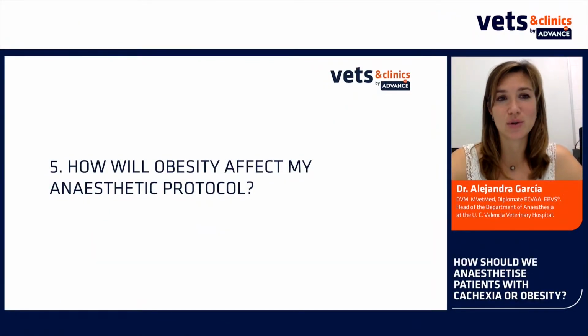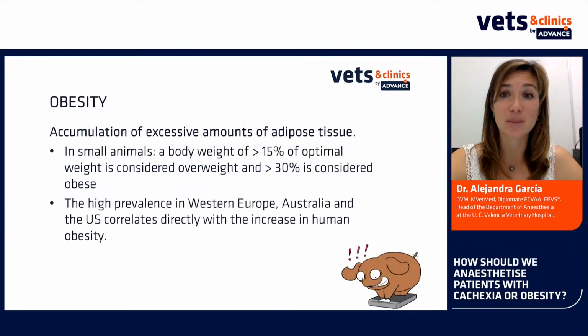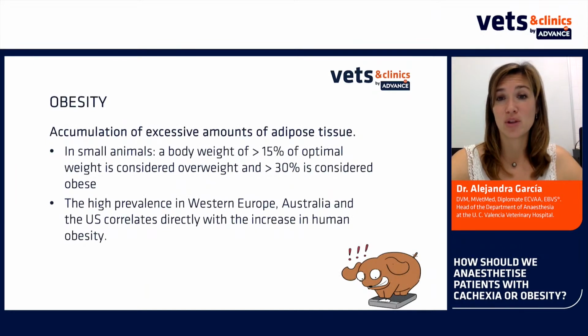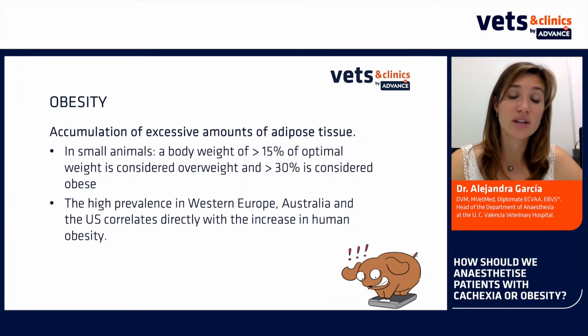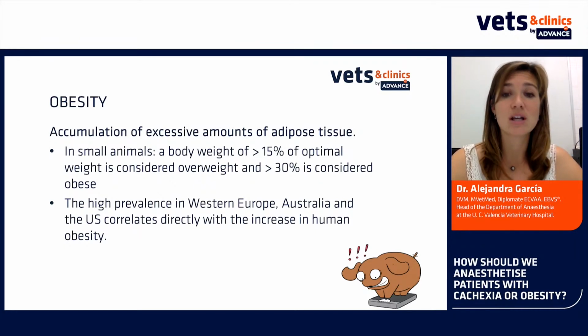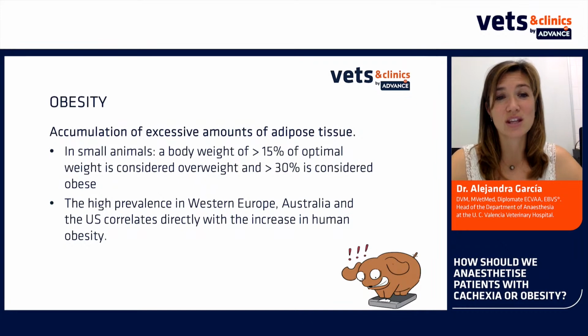So obesity, of course, is the accumulation of an excessive amount of adipose tissue. In small animals, a body weight a little bit, 15%, higher than optimal weight is considered overweight, and if it's 30% it is considered obese. There is a high prevalence in Western Europe, Australia, and the US, and this correlates directly with the increase in human obesity as well. So we are eating more and we are giving more food, or excessive food, to our pets too.